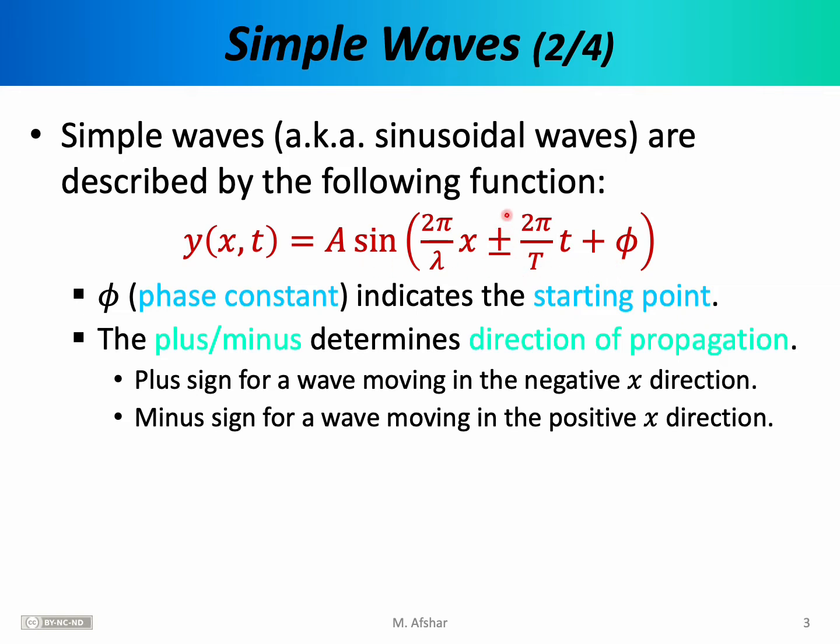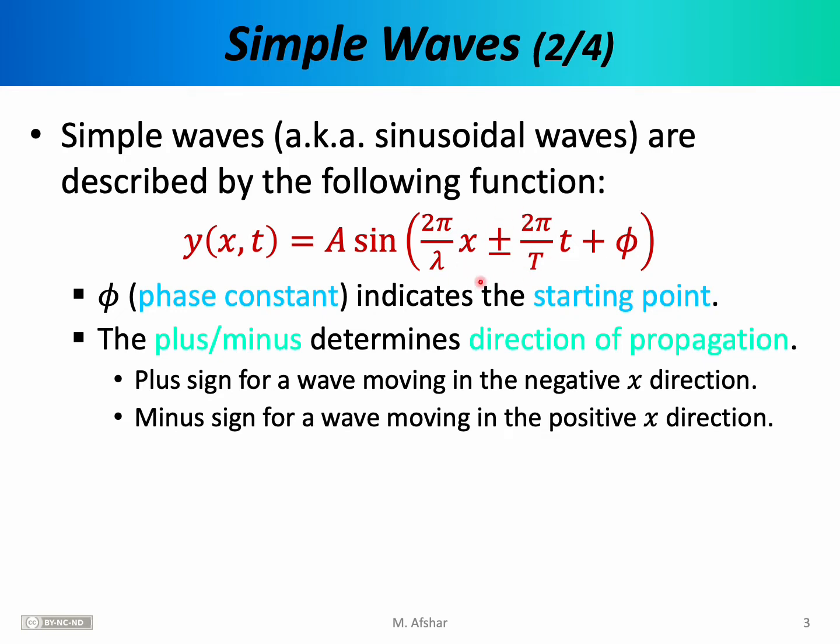Note that in this function, we have a plus and minus separating the position and the time terms. The plus or minus determines the direction of propagation. If you're looking at waves along a rope, those waves could be propagating from left to right, but they can also be propagating from right to left. Those two different propagation directions correspond to these two different signs.